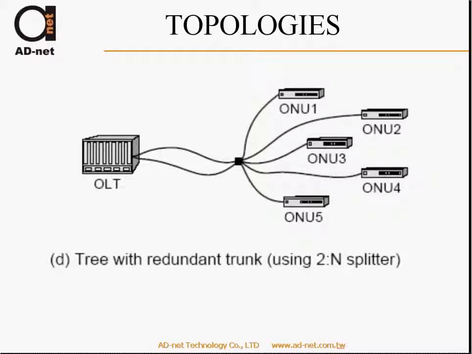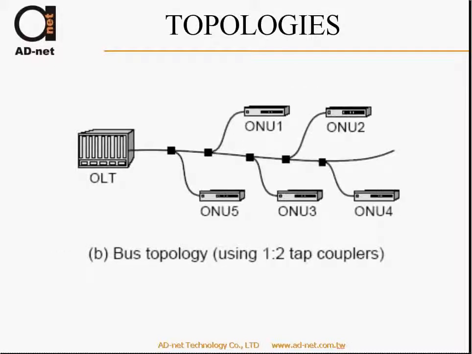The next topology is a tree. Here again you can see we use 2 against n splitters, and again the main optical link is redundant. And the most common topology, which actually is the most cost saving in terms of fiber laying costs, is the bus topology. You see, it's absolutely a tree topology. It actually looks like a tree. You can call it a bus. So actually the name is not important.